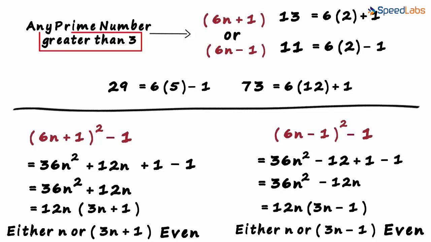Another tiny little thing you should know. Every prime number greater than 3 can be written in one of these two ways. But its converse may or may not be true. If a number can be written in one of these forms, it does not mean that the number is prime. Take the number 25 for example. It can be written as 6 times 4 plus 1. But it is not a prime number.